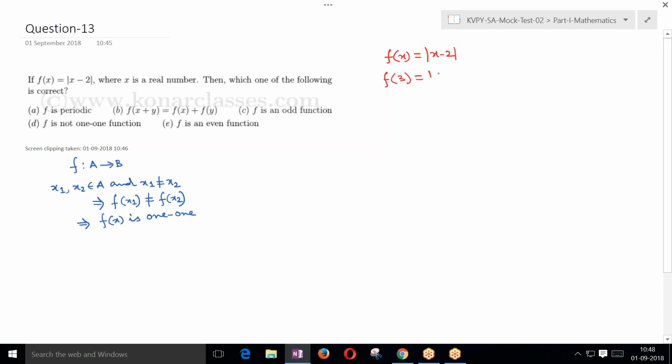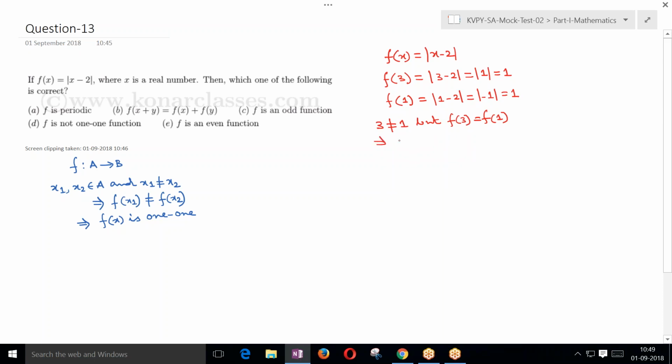What is f(3)? f(3) is equal to 3 minus mod of 3 minus 2, that is equal to mod of 1. Obviously it is 1. And what is f(1)? f(1) is equal to mod of 1 minus 2, that is equal to mod of minus 1. Mod of minus 1 is also 1. So what we see? We see that 3 doesn't equal 1, but f(3) is equal to f(1).